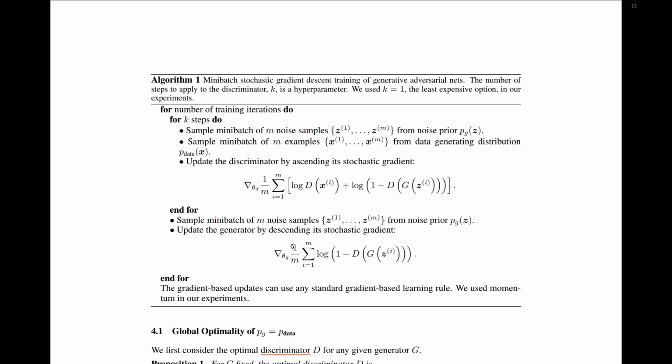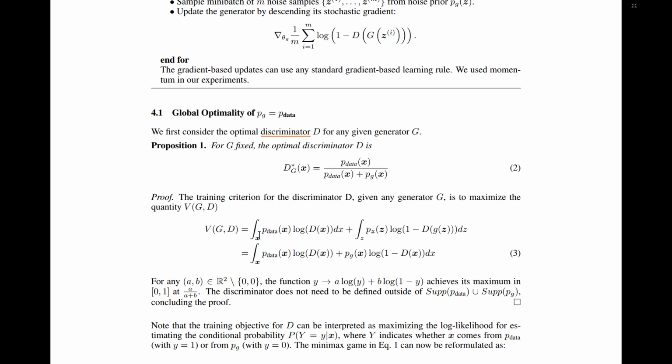So that's how we obtain the integral of p data of x log of D of x plus the integral of p z log of 1 minus D of G. Then this second part turns into the integral of pg of x log of 1 minus D of x dx. Since now we're having dx, we could combine this as one integral. Note that p data is the distribution of real data and pg the distribution of fake data.